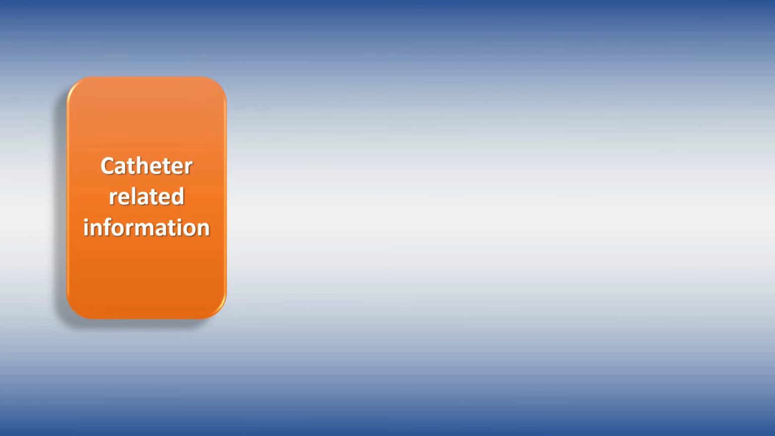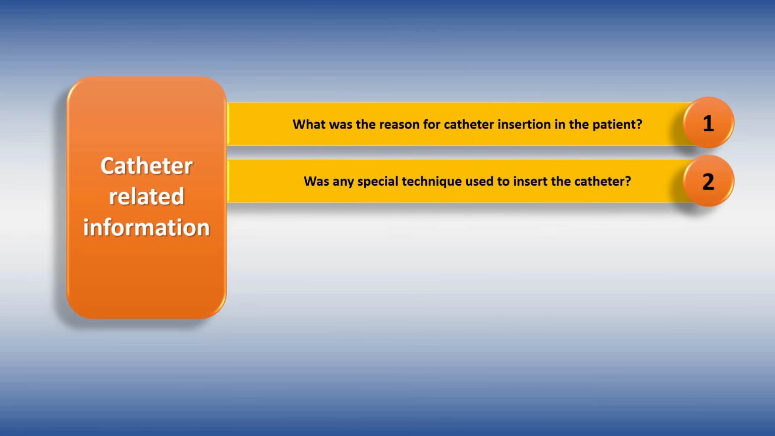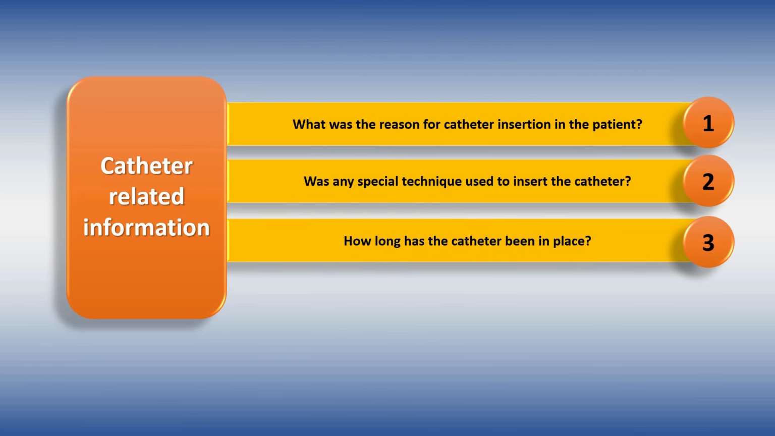What I want you to find out about the catheter in particular. Again, there are three issues here. Firstly, what was the reason for which the catheter was inserted in that patient? Secondly, was any special technique used to insert the catheter? And third, how long has the catheter been in place? Now, I consider these 3 points about the catheter of cardinal importance. And I'll explain each of them a little bit more.